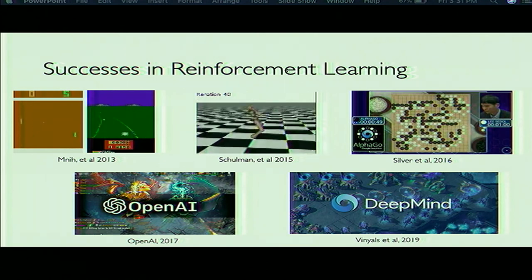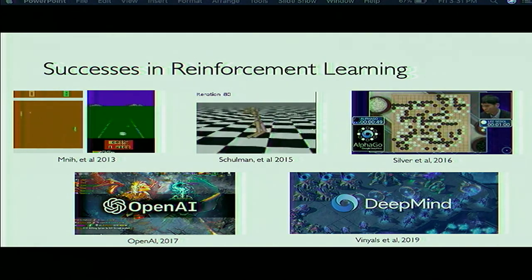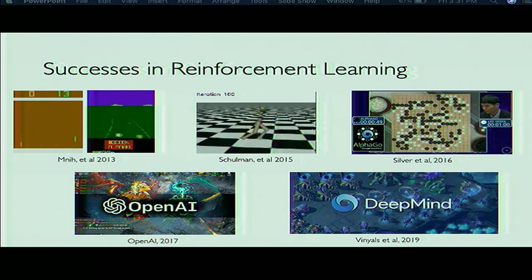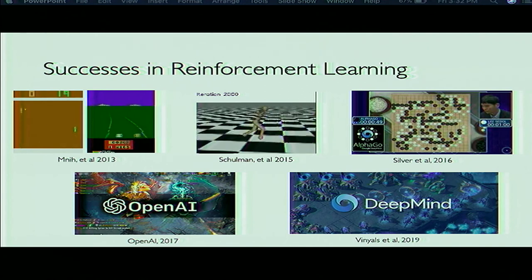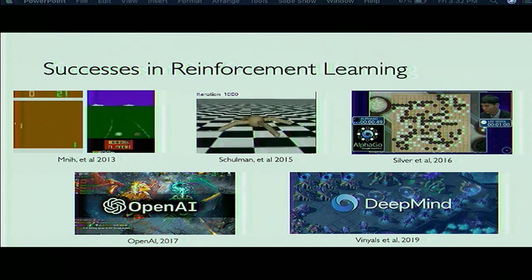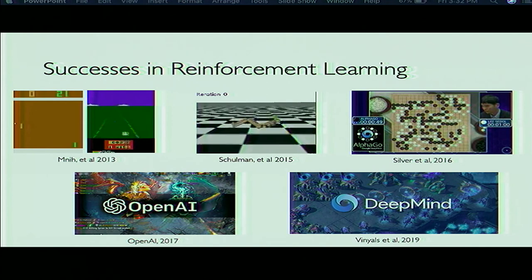However, there has been a lot of success in AI recently in the last decade, and specifically in reinforcement learning. It all started with the DQN paper from DeepMind in 2013, and more recently, as will be presented later, Oriol Vinyals with AlphaStar.